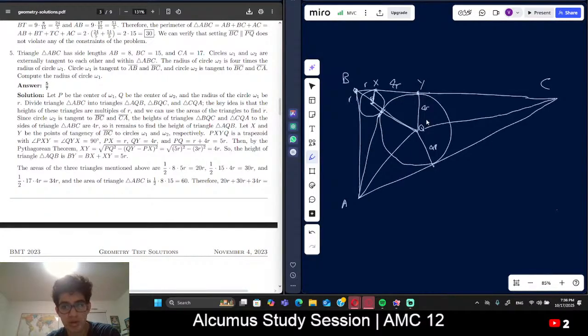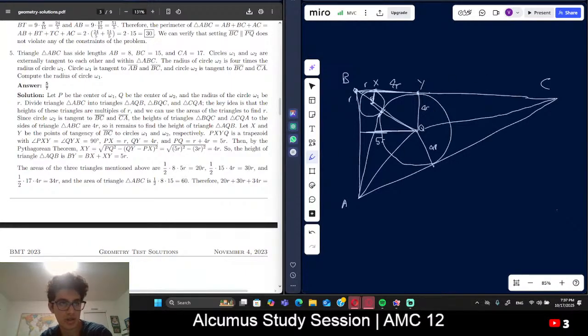Find the height of triangle AQB. What will that be? That's not immediately obvious to me. Okay, we did that. BXYZ. So the height of triangle AQB is BY. Wait, what? BY, which is BX plus XY. Oh, wait, okay, I see. Because it's right, right? Yeah, so this is going to be 5R.